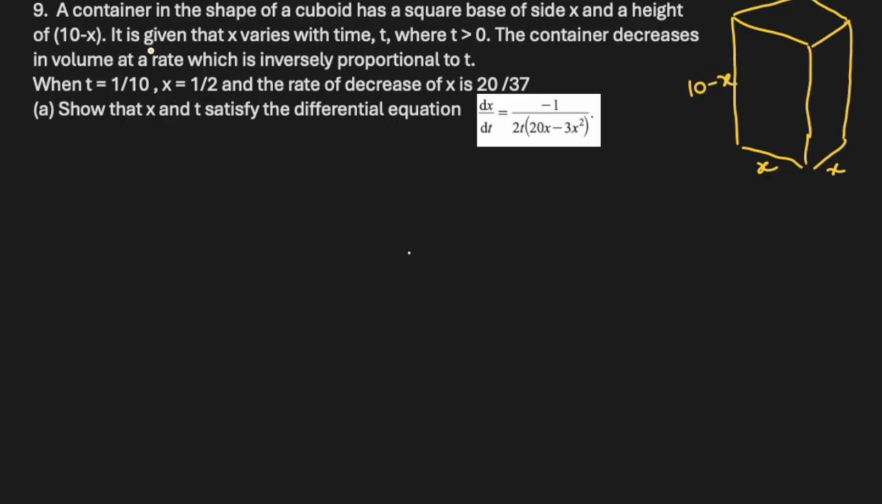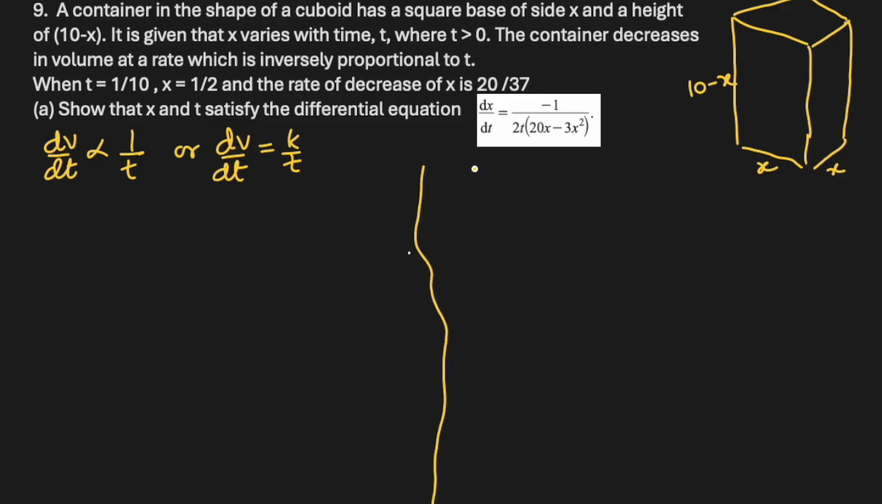Okay, it is given that x varies with time t, where t is positive obviously. The container decreases in volume at a rate which is inversely proportional to t. So the volume decreases which is inversely proportional to t, or we can write dV over dt is equal to k over t. When t is 1 over 10, x is half, and the rate of decrease of x, that means rate of decrease of x has to be written. So let's do it somewhere here.